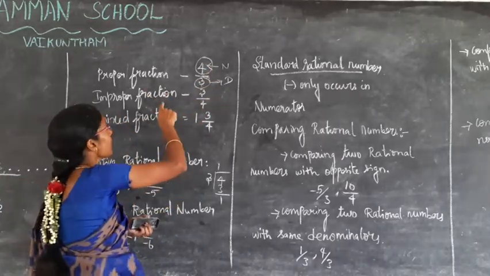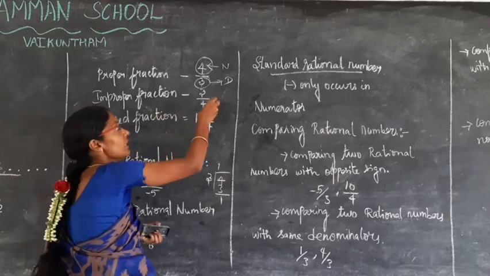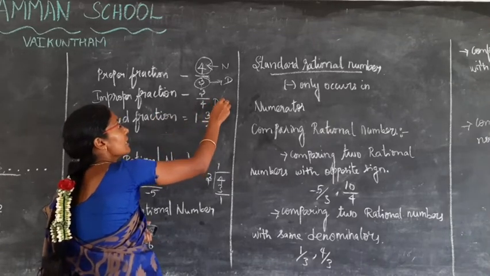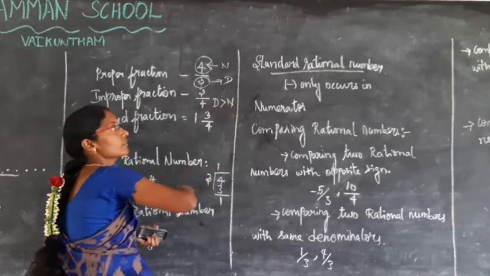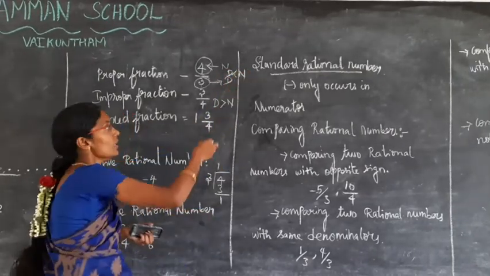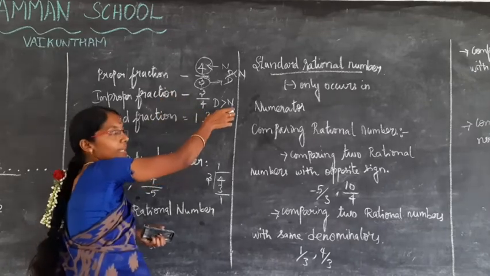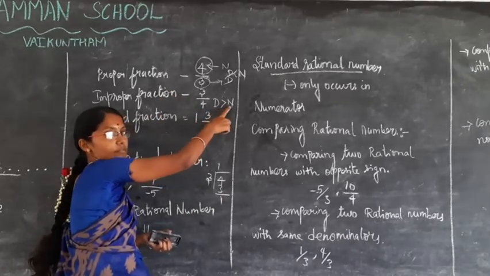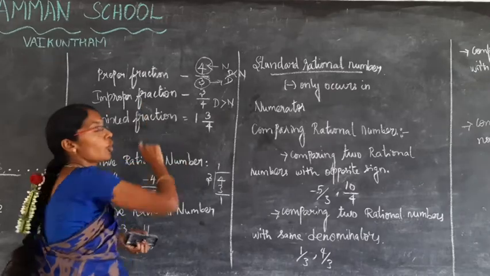Next one, improper fraction. If the denominator is greater than the numerator, for this the denominator is less than the numerator. So an improper fraction means the denominator is greater than the numerator. That is an improper fraction.